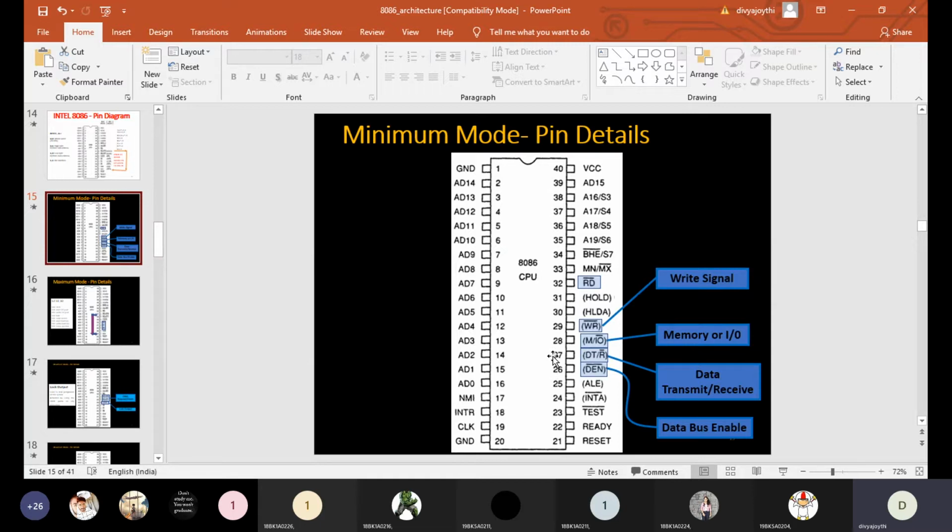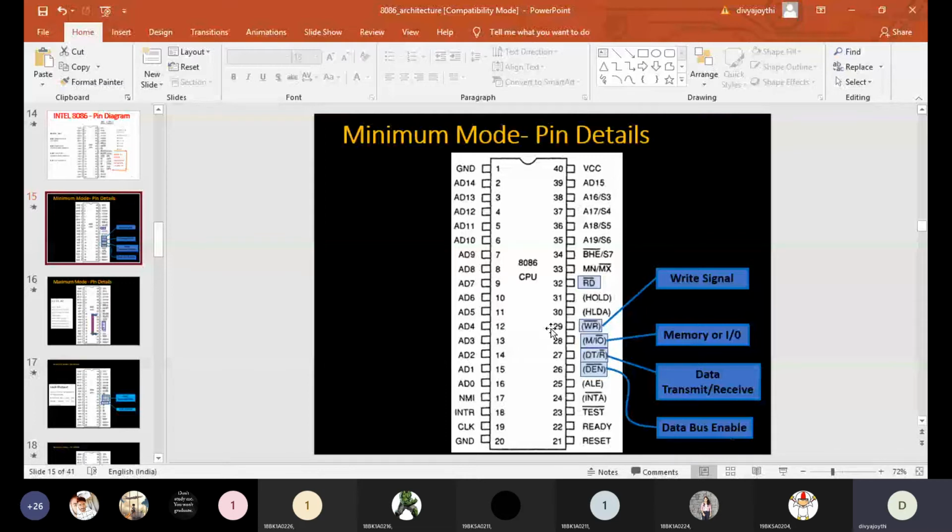If pin number 26 is 0, then that indicates that all the multiplexed pins are having data information. And pin number 27, if it is equal to 1, that indicates that the processor is transmitting data. If it is 0, the processor is receiving data. If pin number 28 is 1, the processor is communicating with memory. If it is 0, it is communicating with input-output devices. If pin number 29 is 0, the processor is writing data to the external devices. If it is 1, the processor is not performing any writing operation.